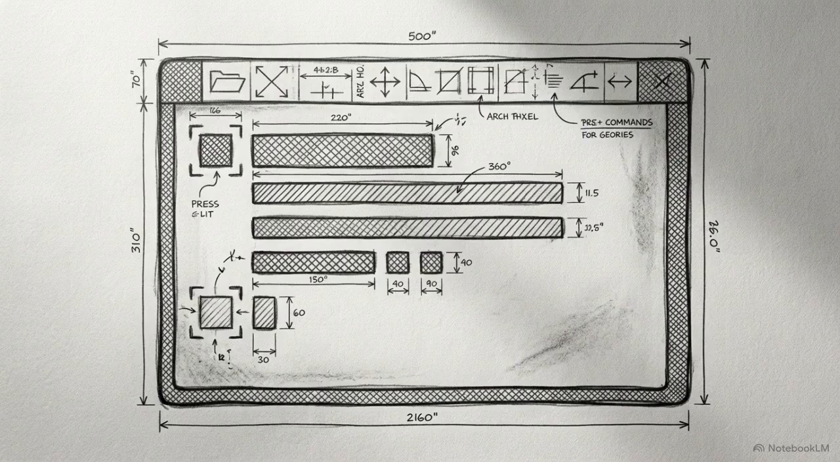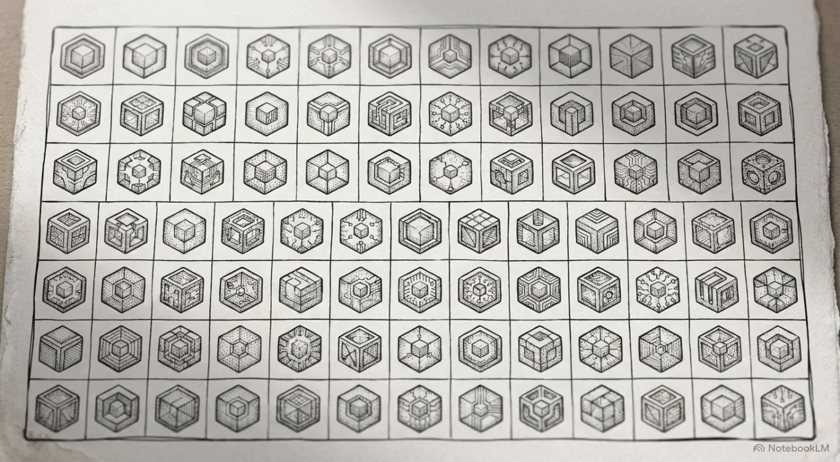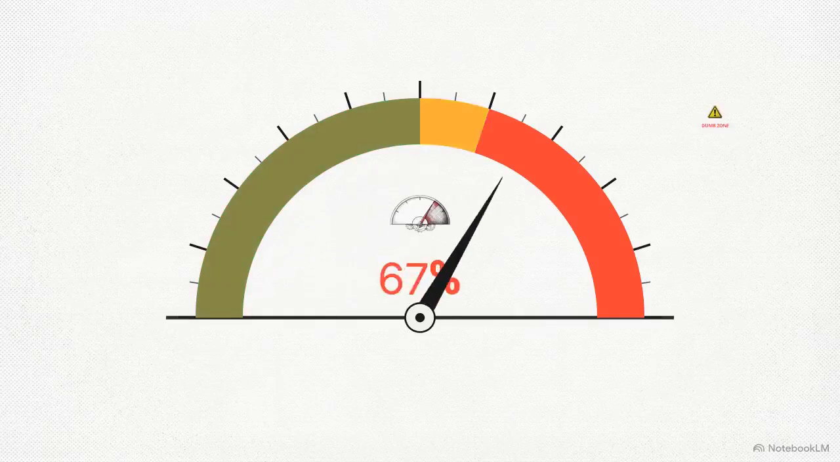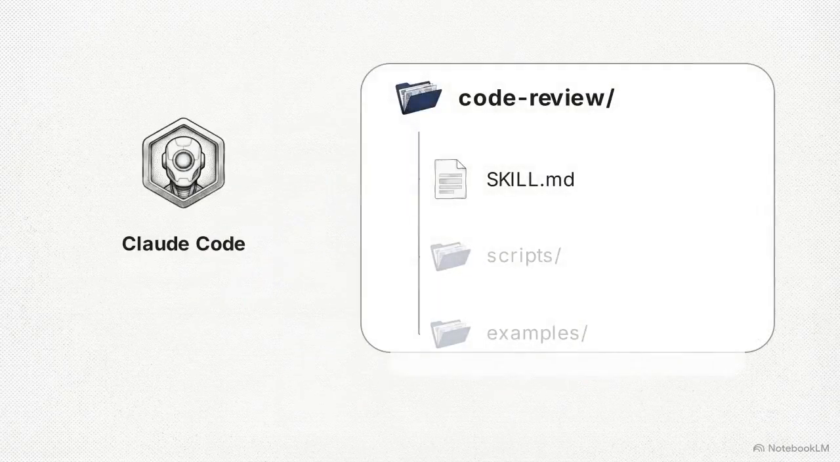Every time the AI reads a file or executes a command, it consumes space in its context window. Think of this capacity as your token economy. As context fills up past 60, you structure your skill as a directory.